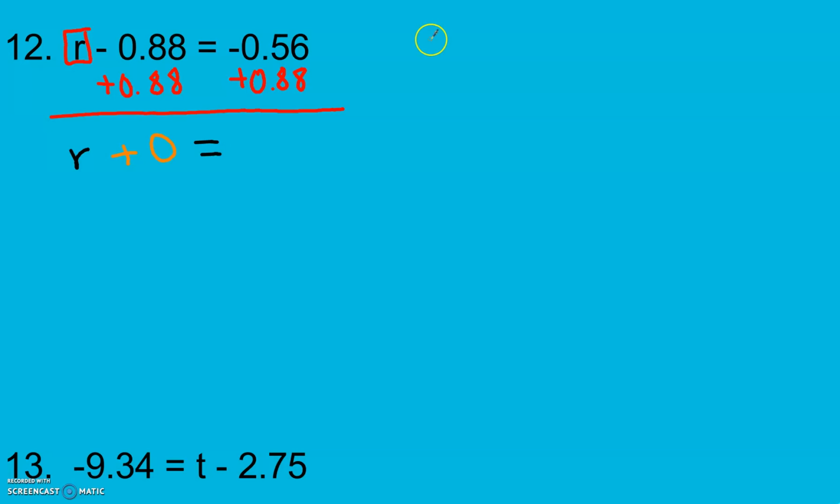Now, here I have different signs, so I find the difference. Make sure you line up those decimal points, and we subtract. 8 minus 6 is 2, and 8 minus 5 is 3. Then I bring down that decimal. 0.32. I look. 0.88 is bigger, it's positive, so my answer is positive. So I get r equals 0.32.